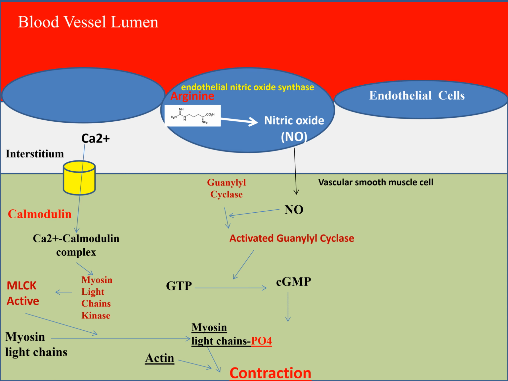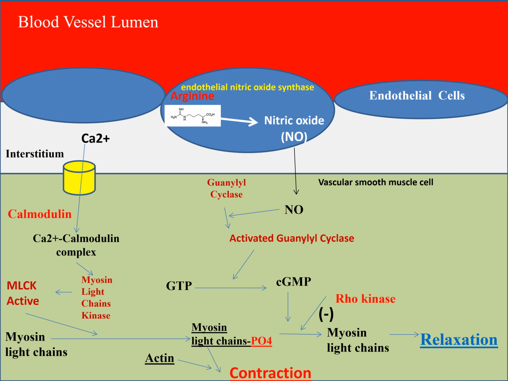The cyclic guanine monophosphate is going to activate a specific enzyme, a phosphatase, and that is going to take the phosphate from the myosin light chains. So it will not be able to interact with actin, and that will lead to a relaxation. Also, we have rho kinase, a specific small G protein enzyme, that inhibits the conversion of the phosphorylated myosin light chains to a non-phosphorylated one.